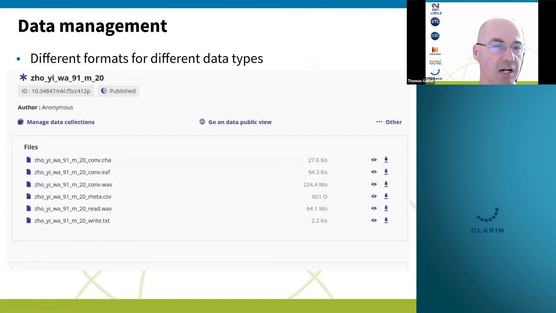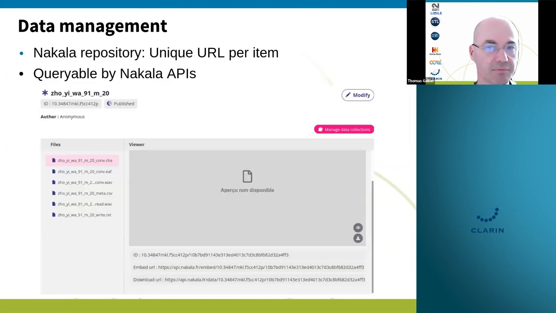The SHA file, historic, but the EAF file, which comes from ELAN, we have the WAVE. We have a metadata file, which is a CSV file, and we have the reading task, which is another WAVE file, and we have the writing task, which is a text file.